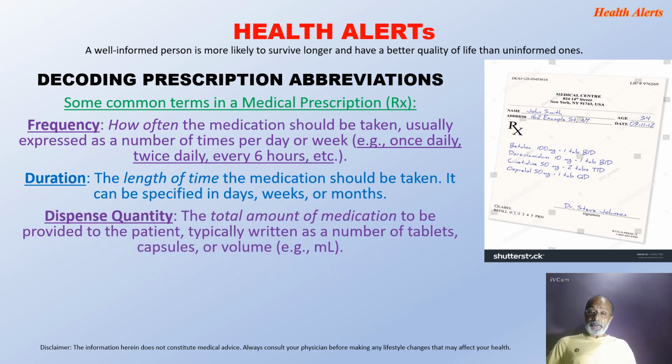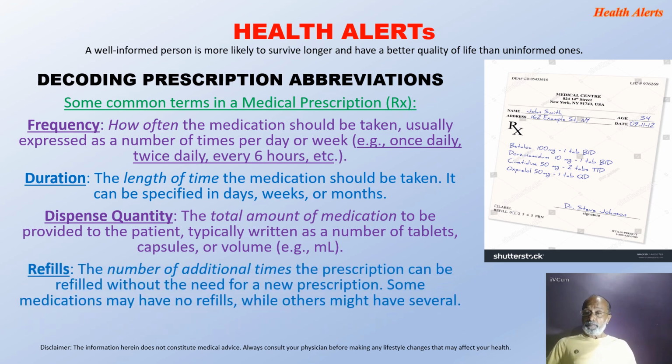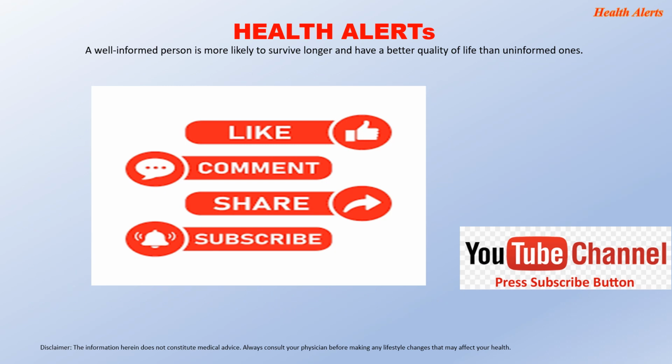Dispense quantity, the total amount of medication to be provided to the patient, typically written as a number of tablets, capsules, or volume in milliliters. Refills, the number of additional times the prescription can be refilled without the need for a new prescription. Some medications may have no refills, while others might have several refills.